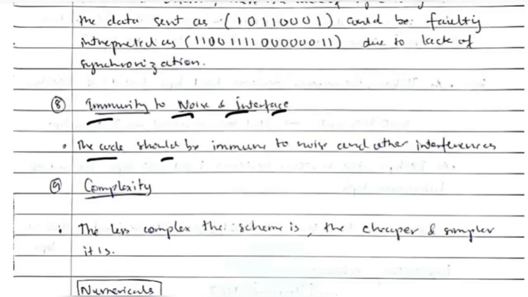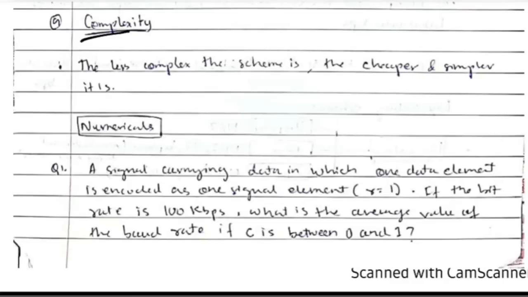Okay, the next one is immunity to noise and interference. That means the code should be immune to noise and other interferences, to avoid the errors. Okay, the next one is complexity. There are many schemes to transmit the data, and the less complex the scheme is, the cheaper and the simpler it is to maintain.